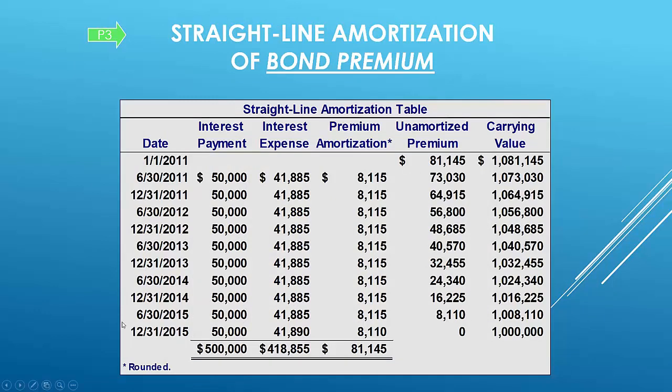Okay, and here's how this would be amortized. So you can see that I've got $1,081,145. That's how much I took in. This is the premium. Okay, so every 6 months I'm paying $50,000. My interest expense is the $50,000 less the premium that's amortized over the period of the loan. That's how I get the amount of my interest expense, and then that eventually goes down to $1 million. So that premium is amortized over the carrying life of that bond.